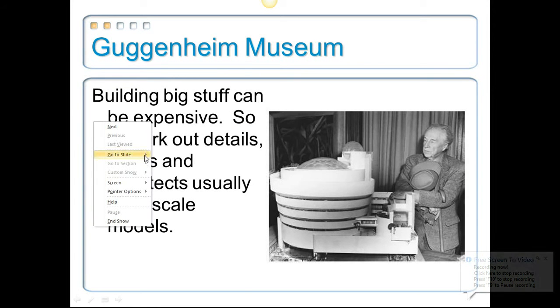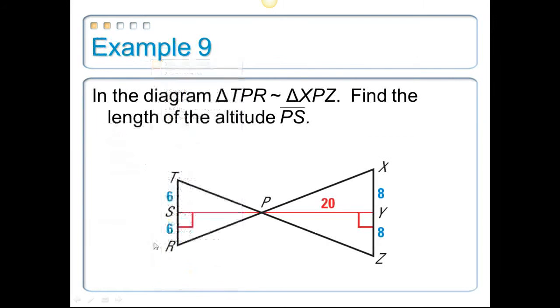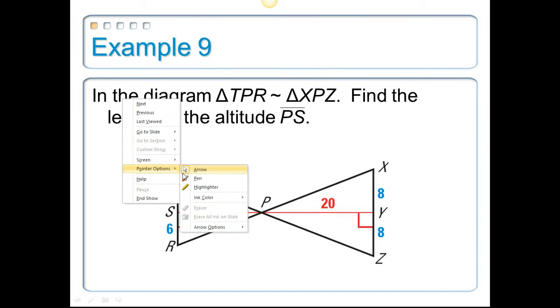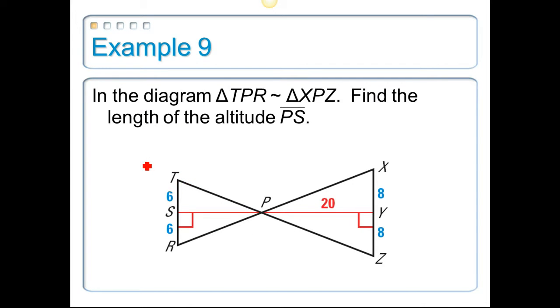So let's go into the problem, do all the same beginning stuff that I always have to do. Go to example 9, and we'll put the pointer on. Okay, so in the diagram, TPR is similar to triangle XPZ. That means TP, T to P, goes with X to P, and P to R goes with P to Z. And then we know T to R, first and third. That's going to be important.